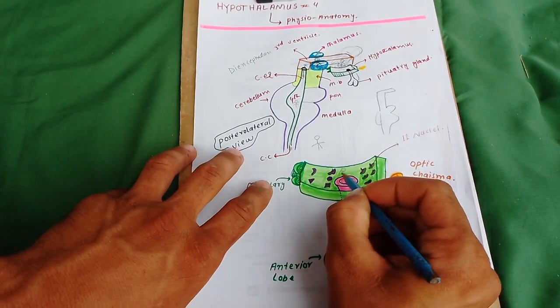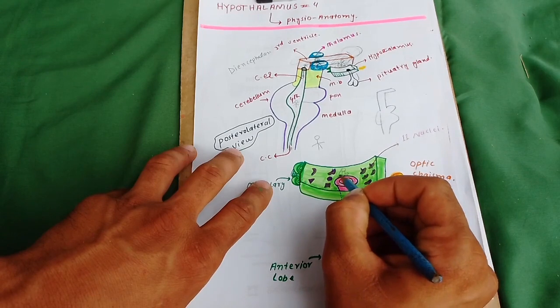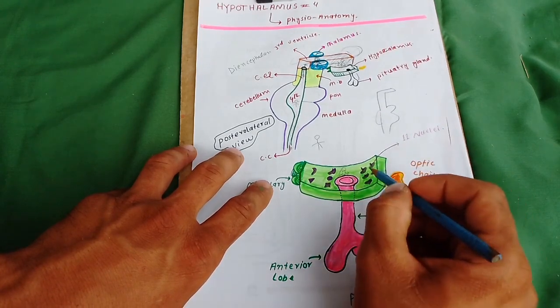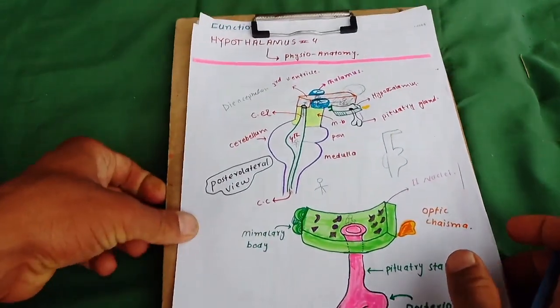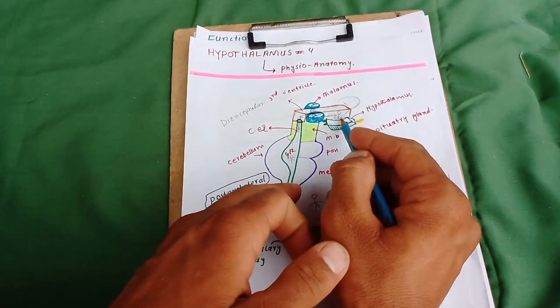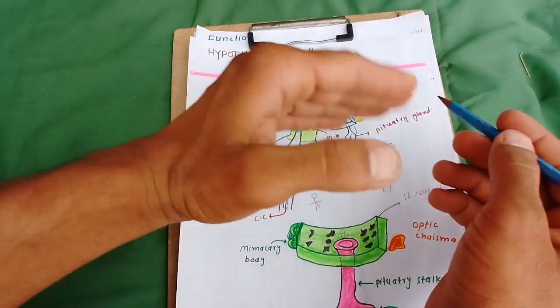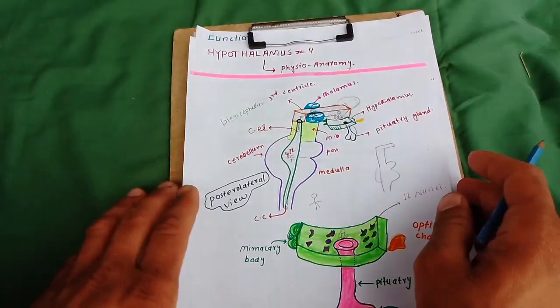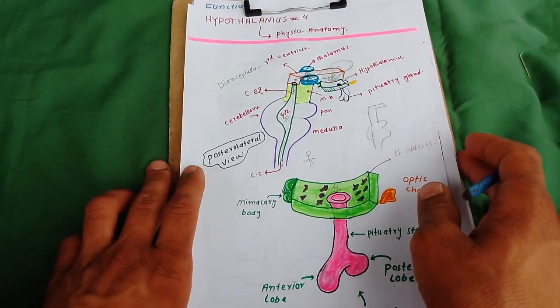The man is standing here. His feet are now there. So this is the anterior wall, lateral wall. The hypothalamus is present anterior to the thalamus and below the thalamus. So this is the general anatomy of the hypothalamus.